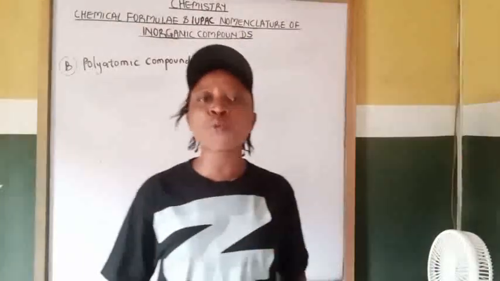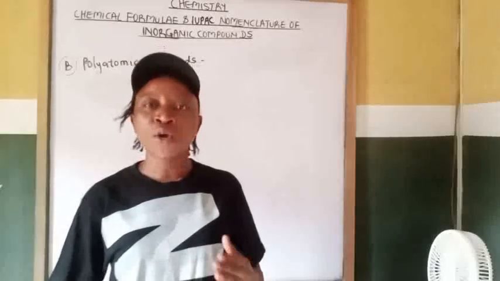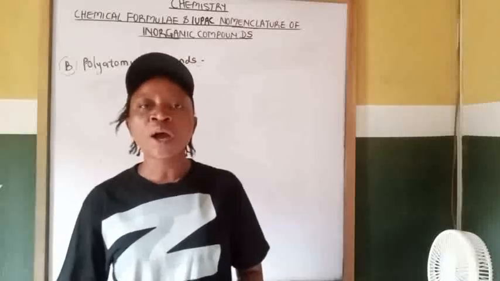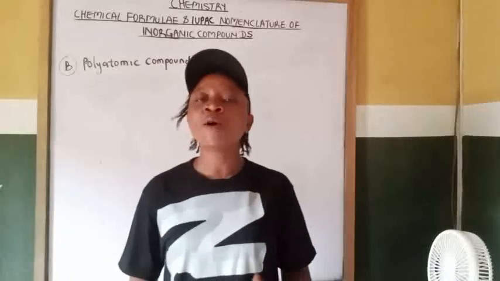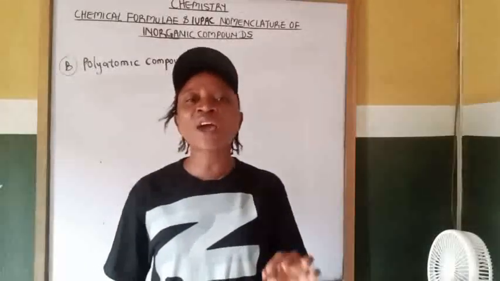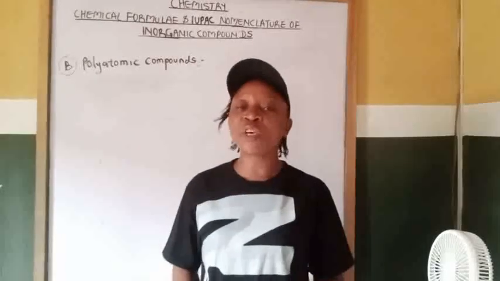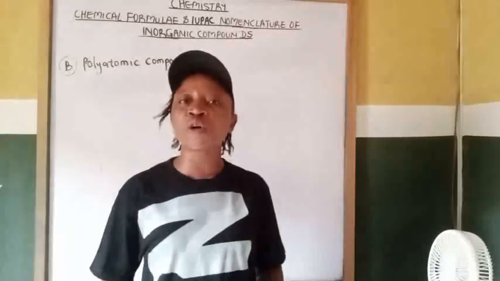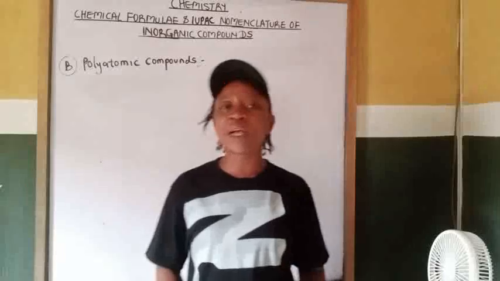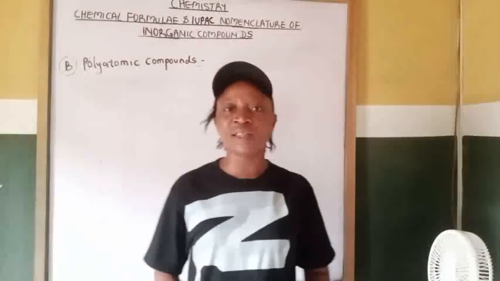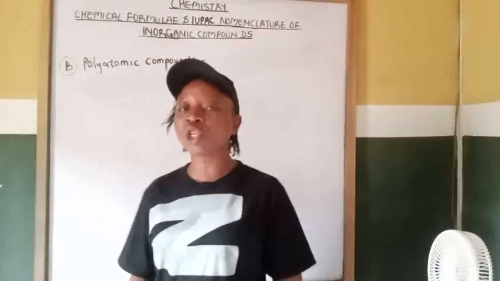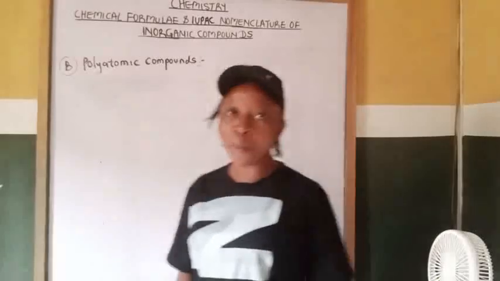We continue on IUPAC nomenclature of inorganic compounds. In my last video, I explained the first aspect of this topic, which is IUPAC nomenclature of binary compounds. Under it, I explained IUPAC nomenclature of binary ionic compounds. Then I explained IUPAC nomenclature of binary covalent compounds. So in this class, I'm going to explain IUPAC nomenclature of polyatomic compounds.